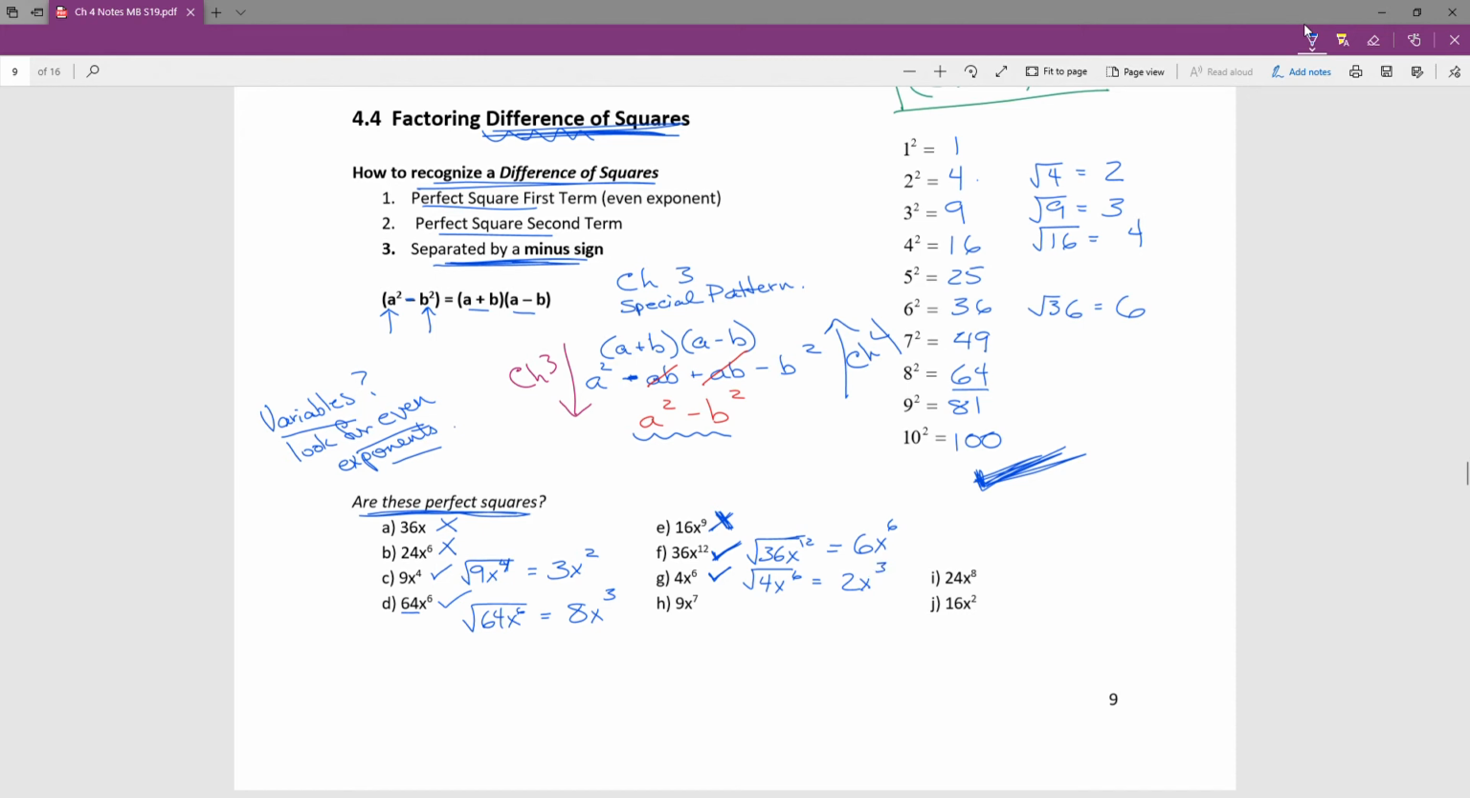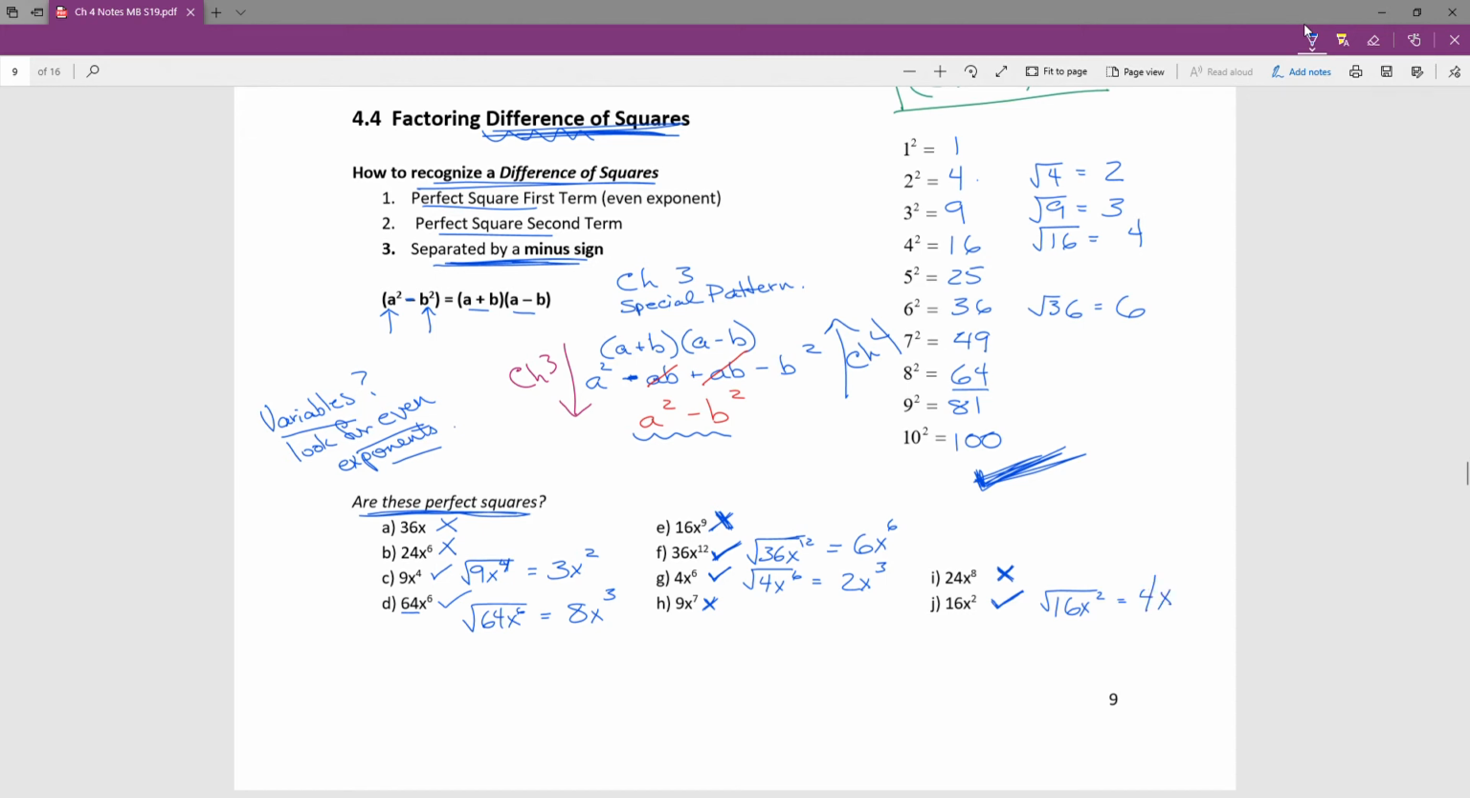H, 9 is a great coefficient, but we've got a 7 on the x, and because it's not an even number, it's not a perfect square. I, 24 is not a perfect square because 24 is not a perfect square coefficient. And J is a perfect square. The square root of 16x squared is 4x.